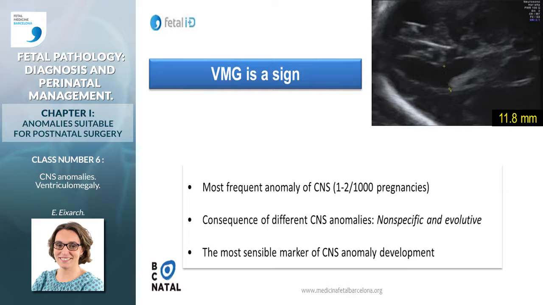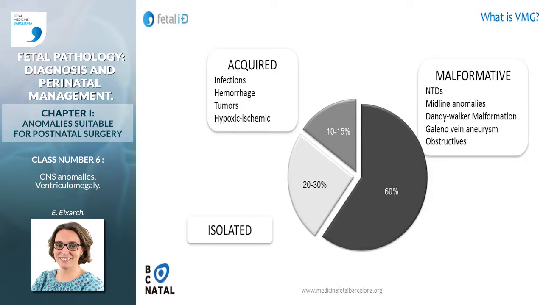And also, it is evolutional, which means that maybe at 20-week scan we didn't notice it, but it evolved, and we detect it in third trimester. For example, generally we could find a ventriculomegaly in 1 or 2 of every 1,000 pregnancies. And what should we do when facing a ventriculomegaly?